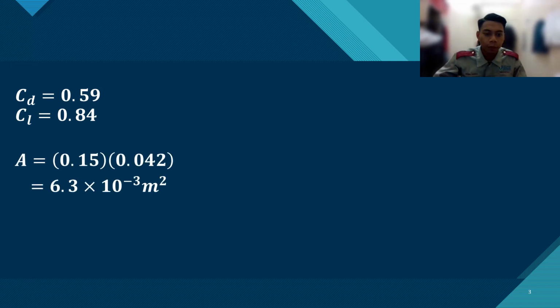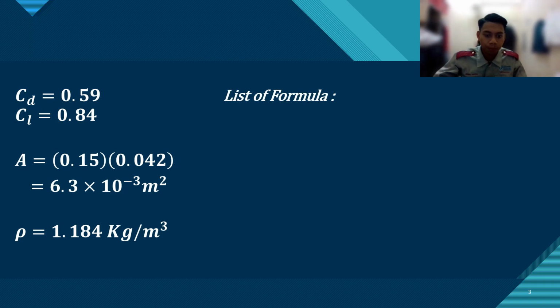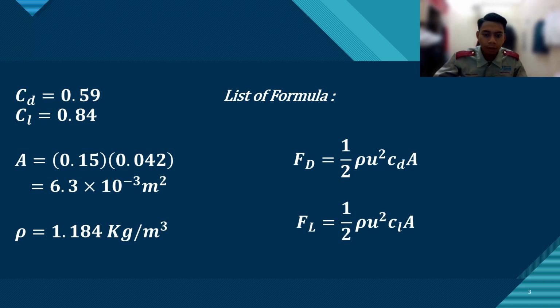Next, after that, we have CD 0.59, CL 0.84, and for area we get 6.3 times 10 to the negative 3 meter squared, and for density we use 1.184 kilogram per meter cubed. And this is the formula for drag force, one half density U squared CD area, and this is the formula for lift force.